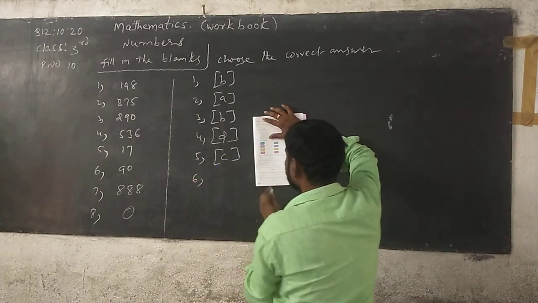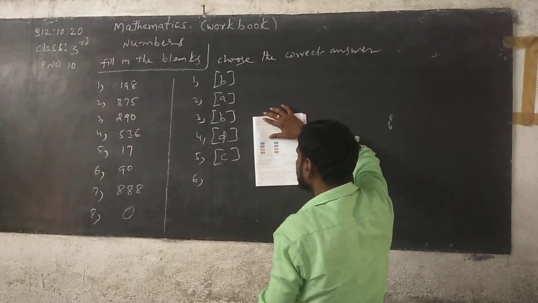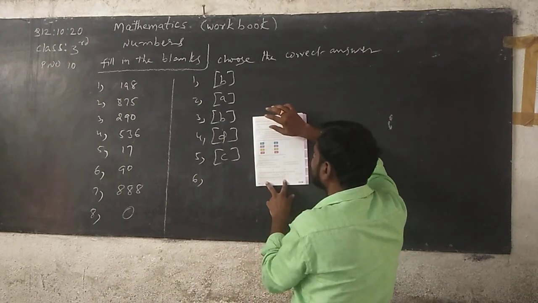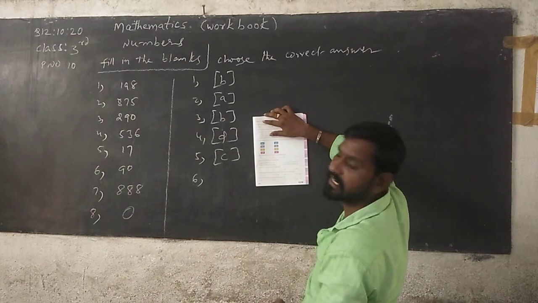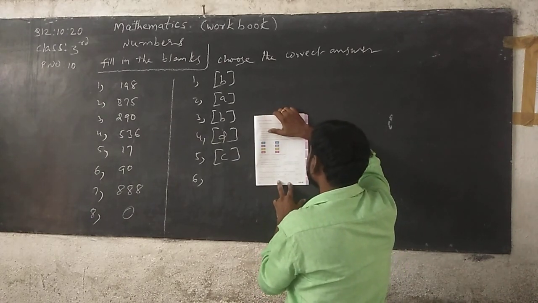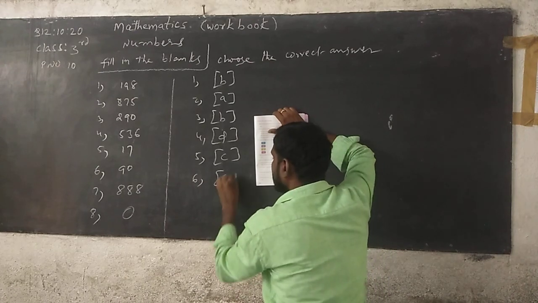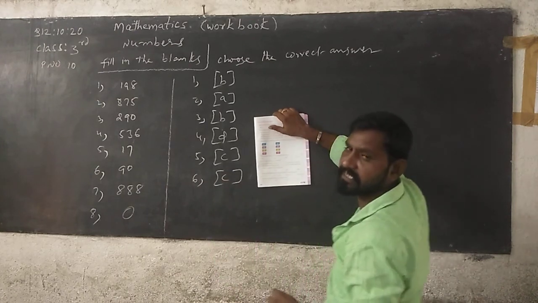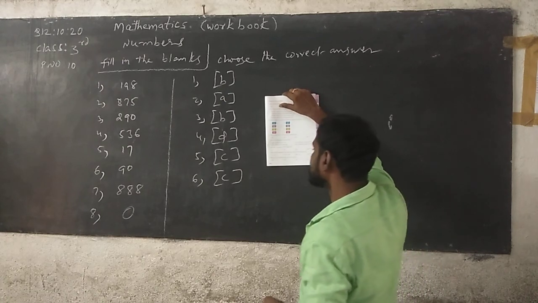Sixth one. What does 3 represent in the number 305? The place value of 3 is 300. A, 3; B, 30; C, 300; D, 3000. C, because 3 is in the hundreds place, the place value of 3 is 300. Next, seventh one.